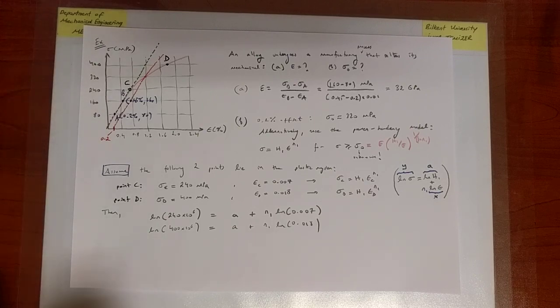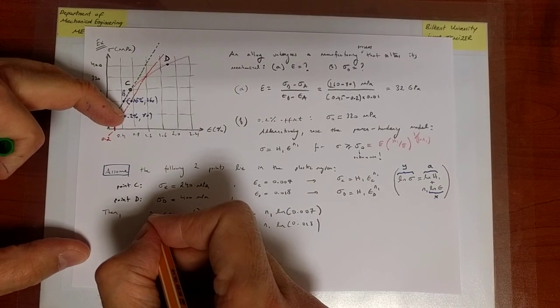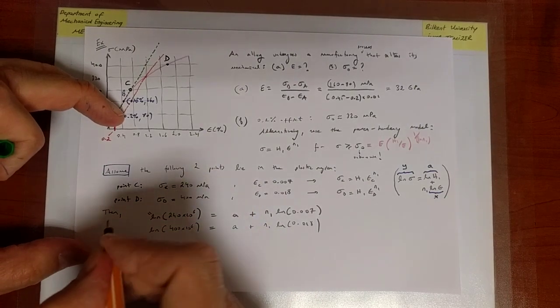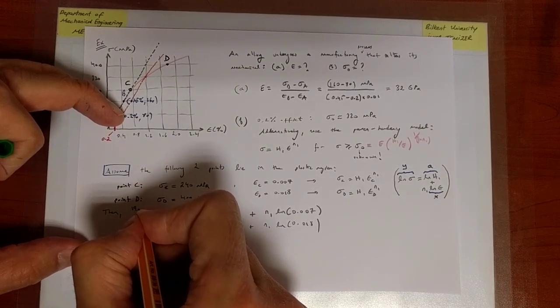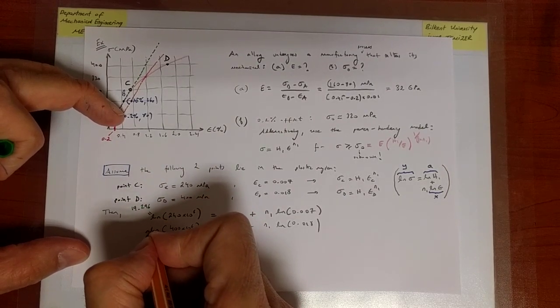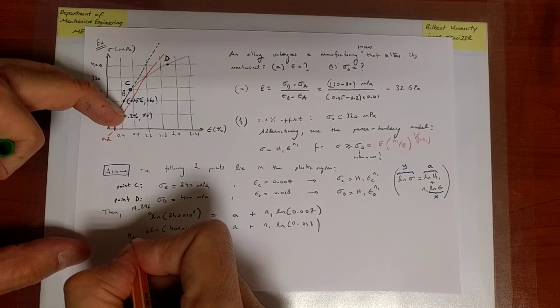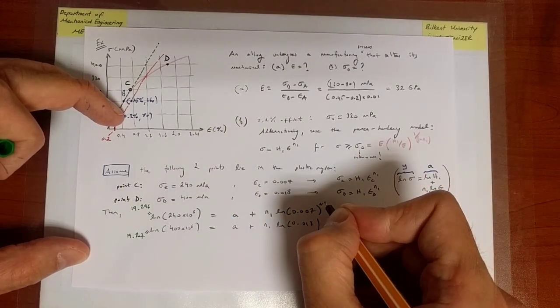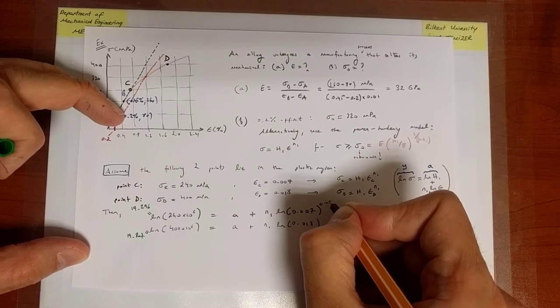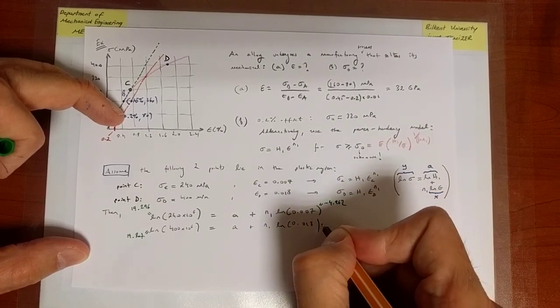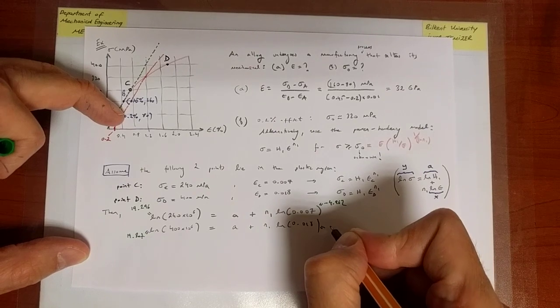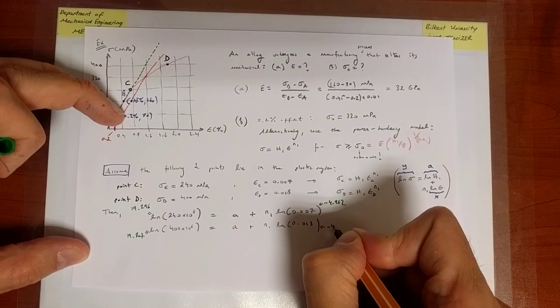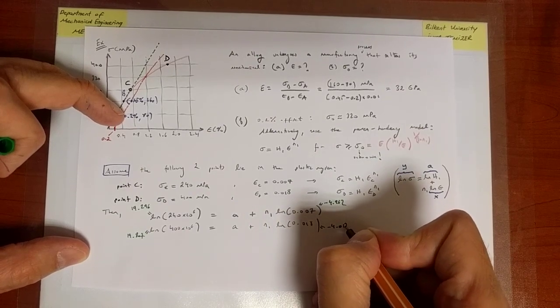I can simplify this for you. This here, it turns out, is equal to 19.296. This one here is 19.807. The ln of 0.007 is minus 4.962, and ln of 0.018 is minus 4.017.